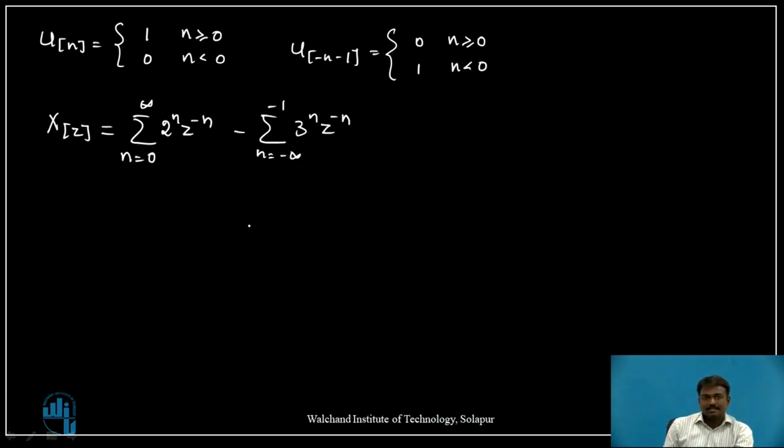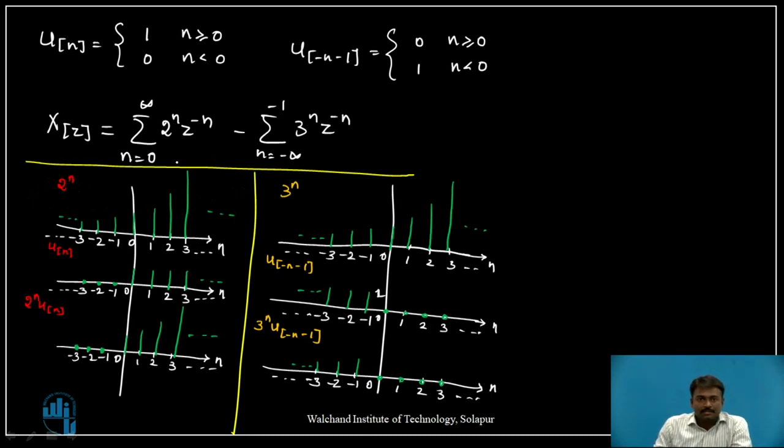Now, to understand how the limits have been affected because of the unit step signals, let us consider the graphical representation of the signal here. So here the summations are written as n equal to 0 to infinity 2 to the power n z inverse minus summation n equal to minus infinity to minus 1 3 to the power n z to the power minus 1. Now, to understand how the limits of these two summations have changed because of the unit step signals defined above here.